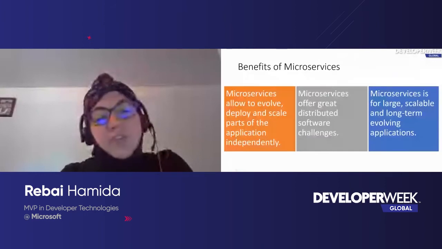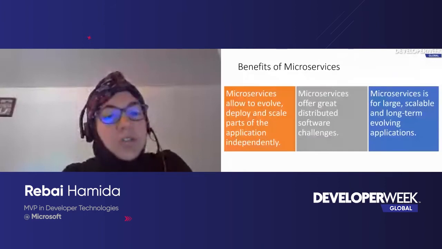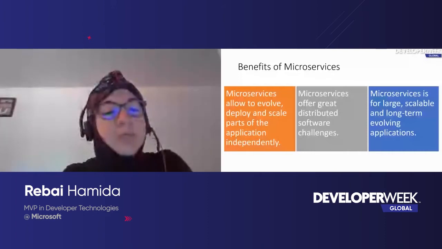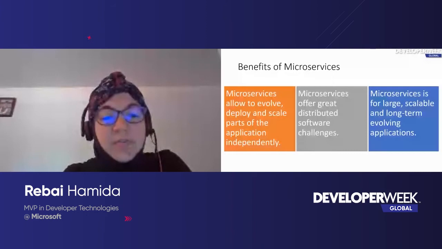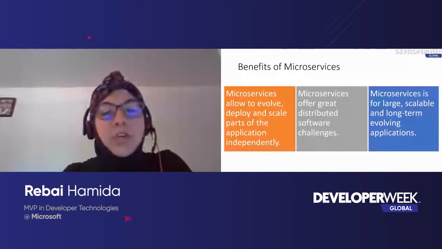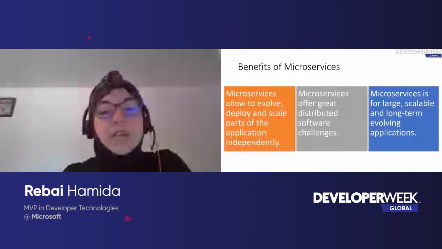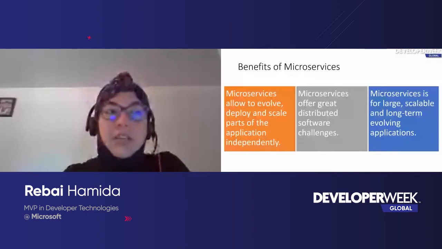Here we have the benefits of microservices. Microservices allow us to scale and deploy parts of an application independently. They also offer great distributed software challenges. But with these benefits, we cannot always choose microservices as a strategy and pattern, because they are intended for large, scalable, and long-term distributed applications. Do not underestimate the complexity in implementation and testing.